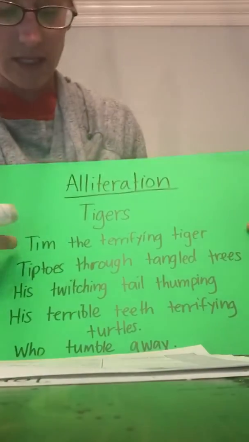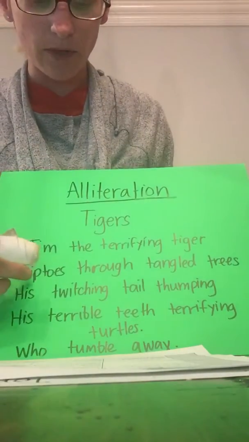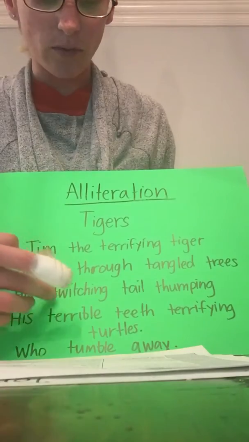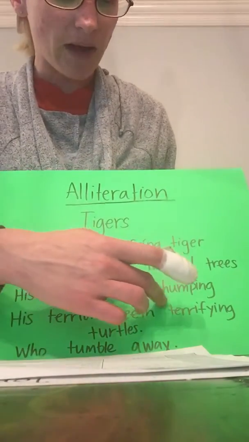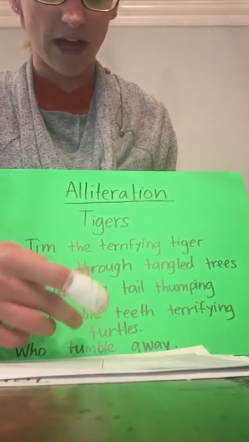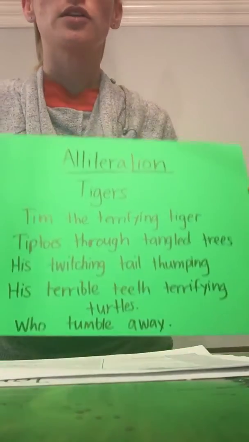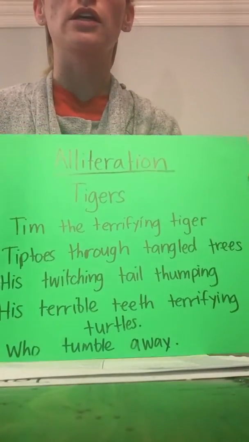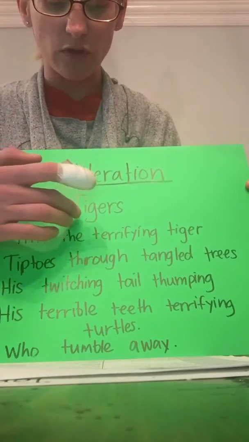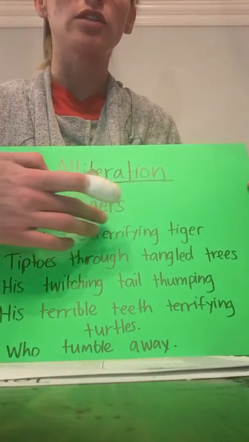Tiger Tim, the terrifying tiger, tippy-toed through tangled trees, his twitching tail thumping, his terrible teeth terrifying turtles who thumped away. So when we look at alliteration, we're looking at which words have the same sound. So this kind of gives you away what the poem is about. It's the title, and it's telling you it's about tigers.